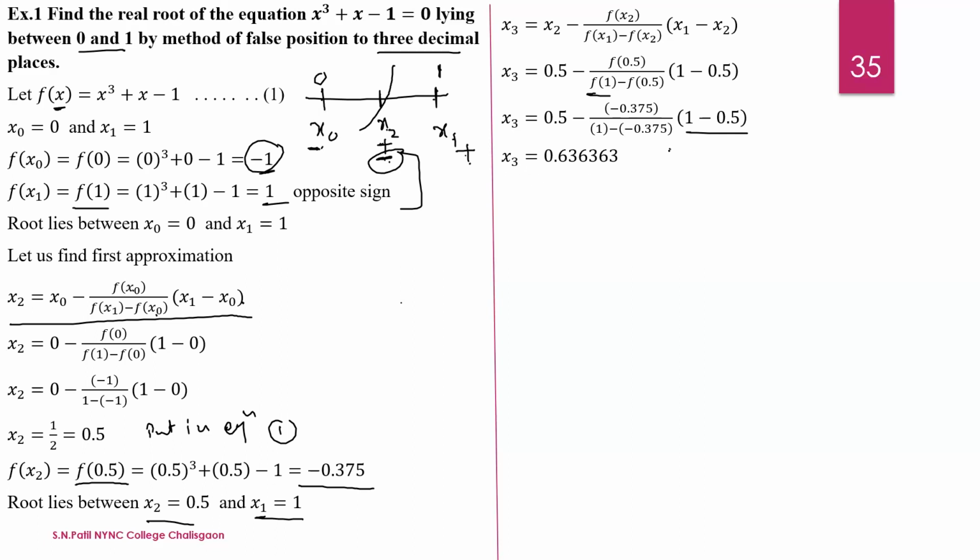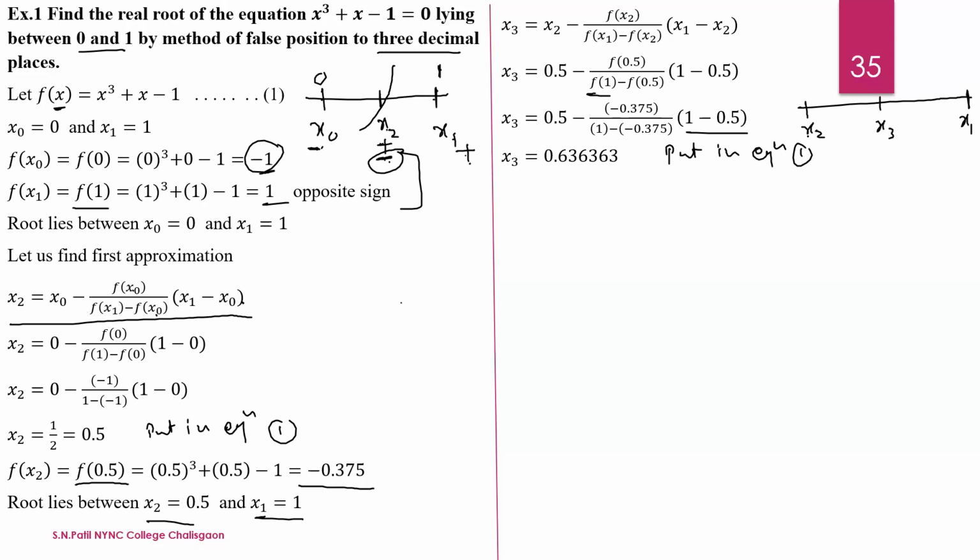Okay, now put this value in equation number 1. Substitute here. Okay, now the condition is what? This is the x2 point and this is the x1. We have seen in the remark, the one end point is fixed. Okay, now x2 is shifted. Now here we get the x3.